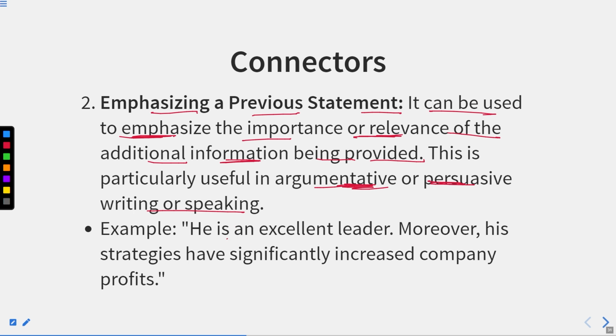Okay, he is an excellent leader. Moreover, his strategies have significantly increased company profits. Now here you are praising someone, and after that you are adding information about his work or about his role in the society or in the profits of the company. So there you're using the word moreover just to emphasize why you are saying that he's an excellent leader. And the other line proves his excellence.